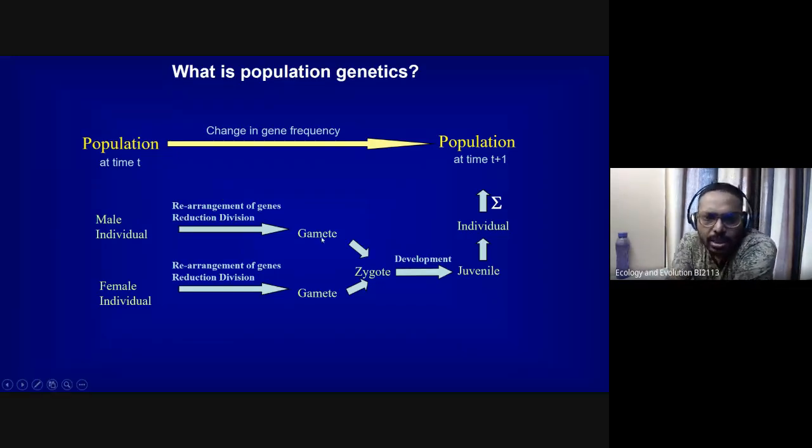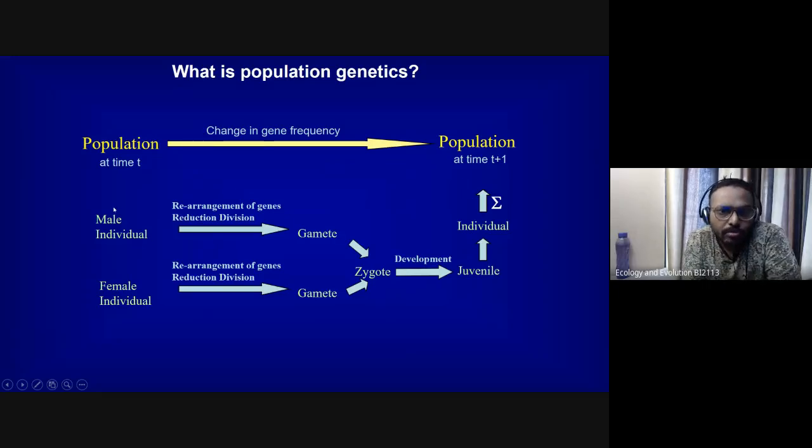And then these two are going to fuse with each other to form the zygote, and then the zygote will undergo the process of development to form the juvenile, and then the juvenile will mature to form the individual. And then you have to track everything, whatever is happening at the level of each individual. Then you sum all of them up and you get whatever is the gene frequency in the next generation, right? So what appears to be a simple one arrow over here, underneath is this much amount of complication.